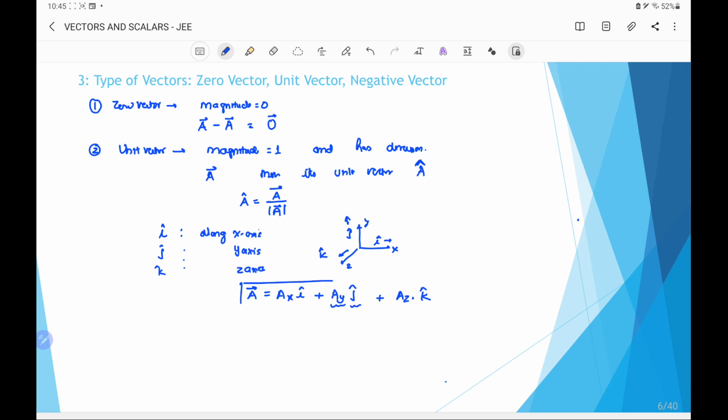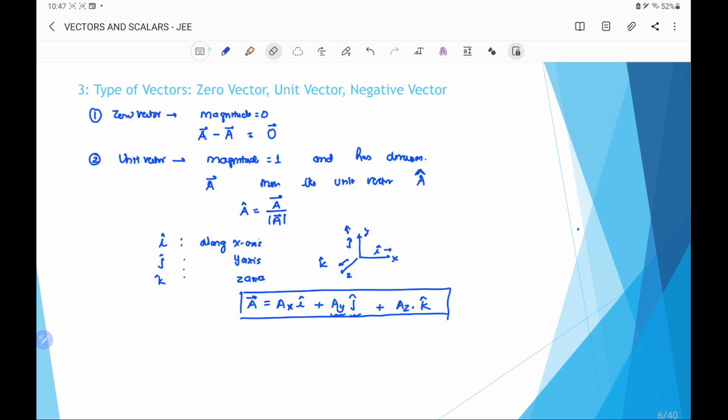So a vector in terms of unit vectors can be represented as A equal to Ax i plus Ay j plus Az k. And the magnitude of this vector A can be calculated as square root of Ax square plus Ay square plus Az square. This formula will be derived later when we discuss the dot product.